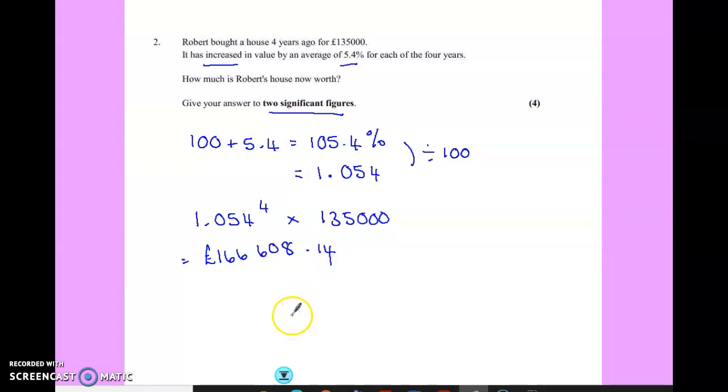£166,608.14. I want this to 2 significant figures. To 2 significant figures, I want 2 numbers at the beginning. So I need to decide, is that going to stay as a 6 or go up to a 7? I look to the very next number, it's a 6, bigger than 5, so it pushes that up to a 7. I then need to fill in all my spaces up to the decimal point with zeros. So I want 4 zeros. 170,000.